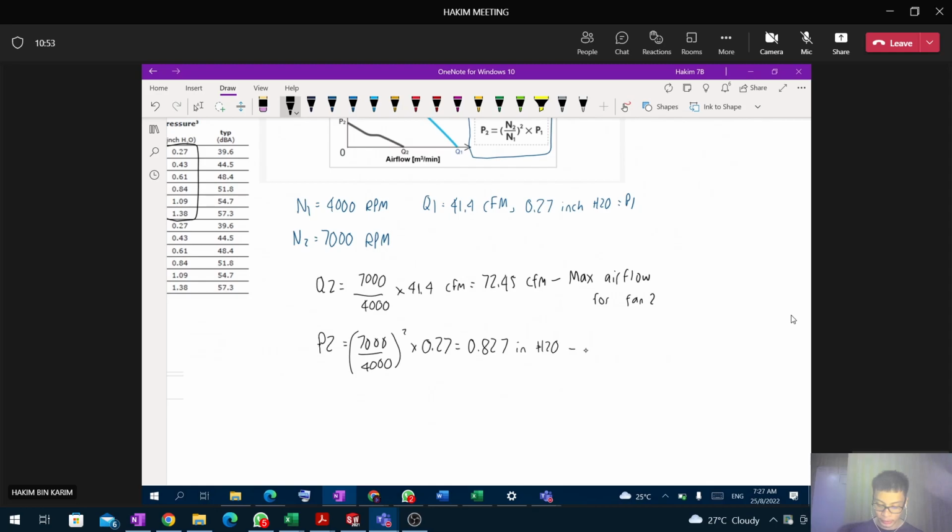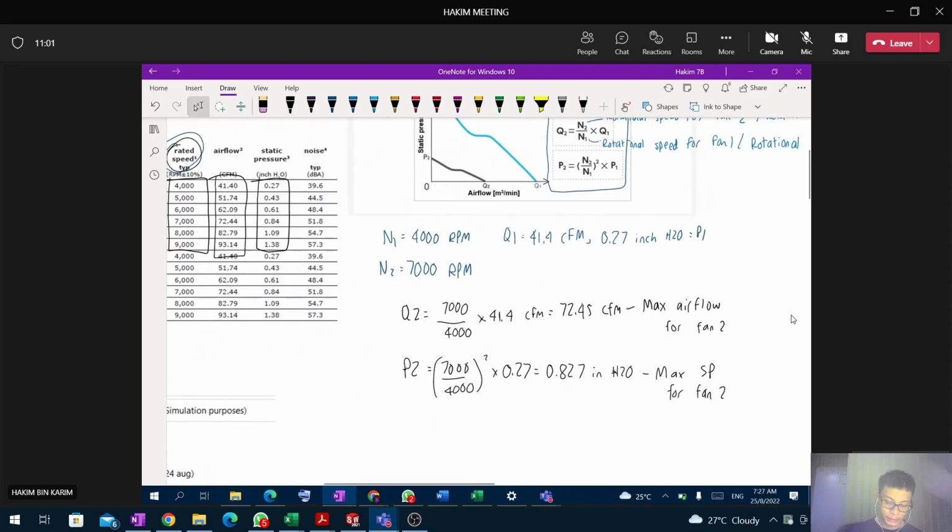So this is the max static pressure for fan 2. And you can see that these values are the same. 72.45 CFM is the same here. 7000 RPM, 7000 RPM. 0.827 inH2O, 0.84. Okay, roughly similar.